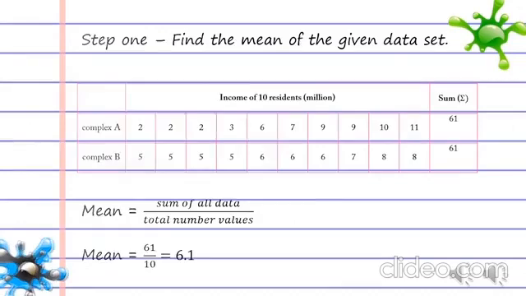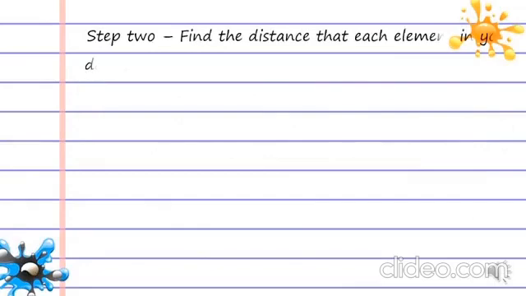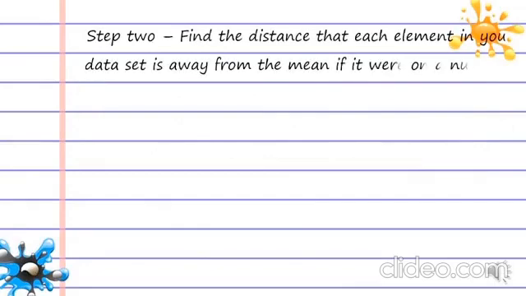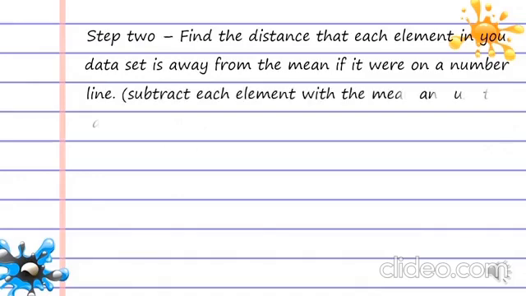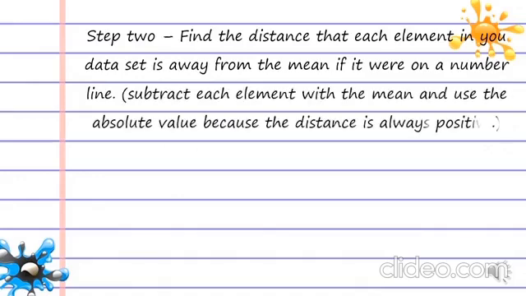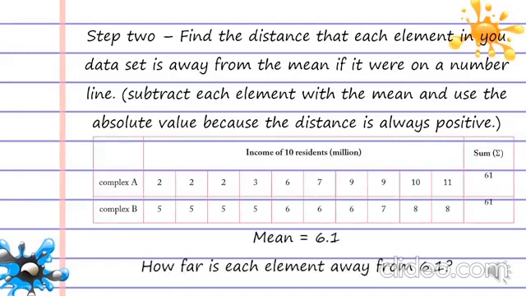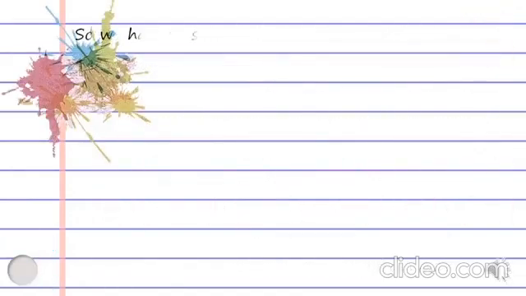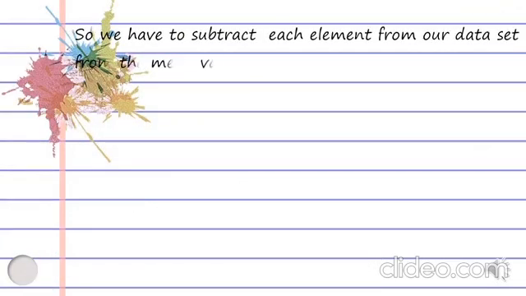To figure out what the mean value is, we would say the mean of the income of the 2 complexes was 6.1. After you have figured out the mean value of your dataset, you have to find the distance that each element in your dataset is away from the mean, as if it were on a number line. So basically, you are going to subtract the mean from each element and use the absolute value because the distance is always positive. So we have to subtract each element of our dataset from the mean value of our dataset.